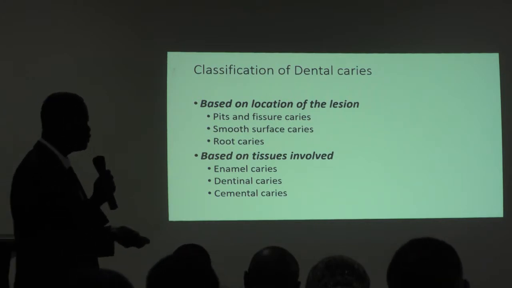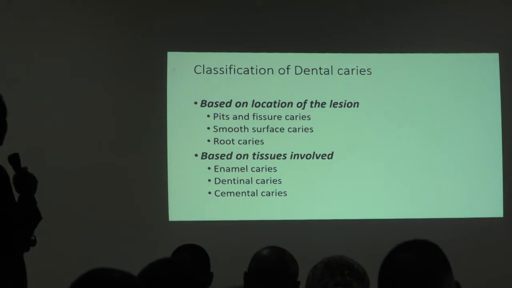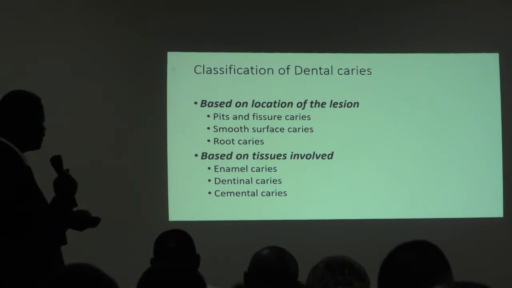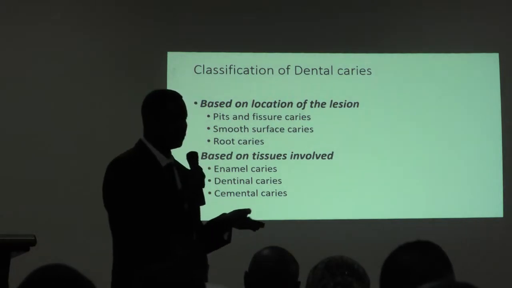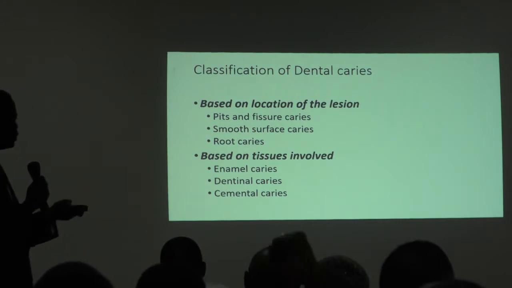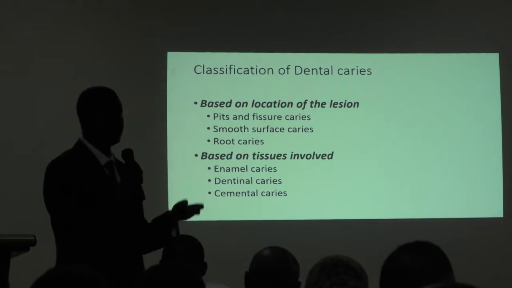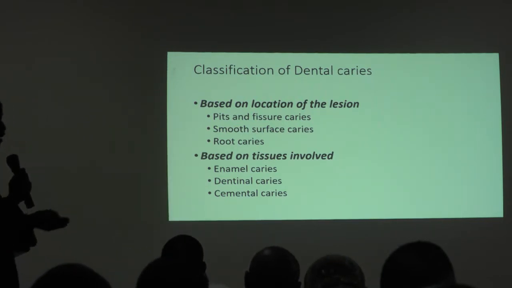Now people have also tried to classify caries based on the location. So you can have a pit and fissure caries. You can have a smooth surface caries or root caries. It's just by the location. Root caries means it's gone below to the root level. And usually it happens when the gum recedes. You have people who have gingival recession, and the root can be exposed. You can have root caries.